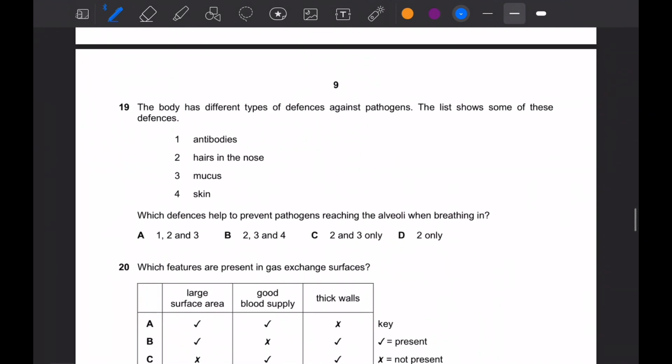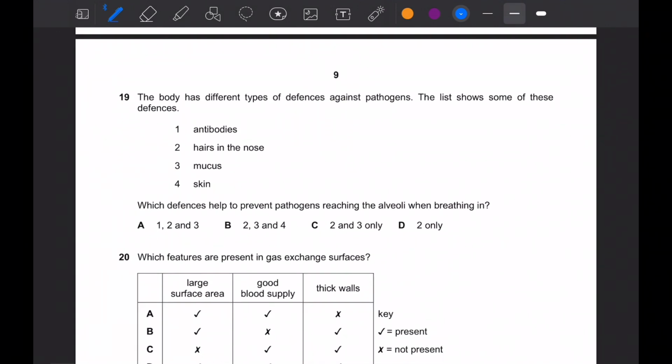Next question, the body has different types of defenses against pathogens. The list shows some of these defenses. Which defenses help to prevent pathogens reaching the alveoli when breathing in? When breathing in, to prevent pathogens, it would be the hairs in the nose and also your mucus. So the answer is 2 and 3, which is C.